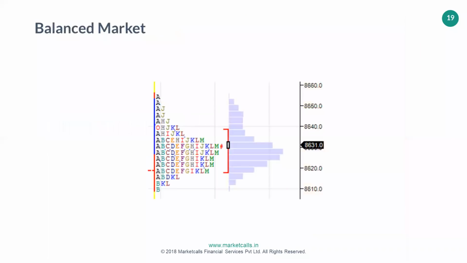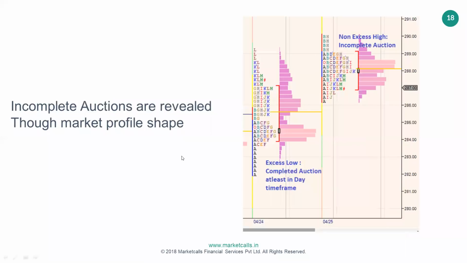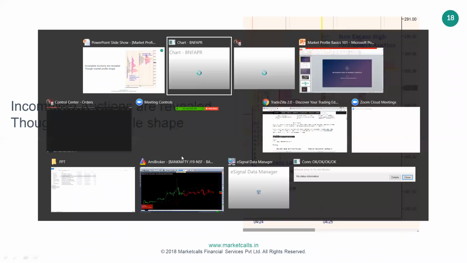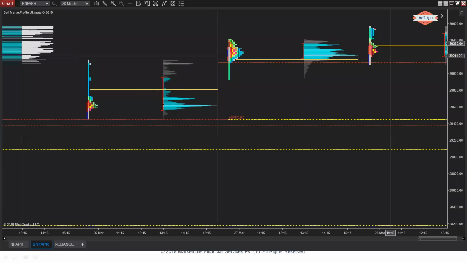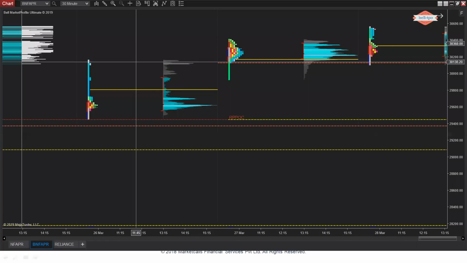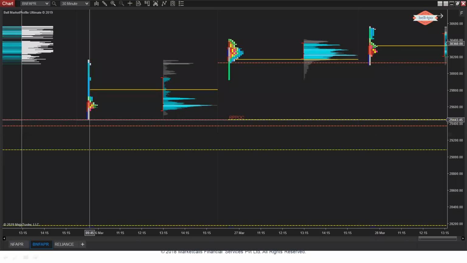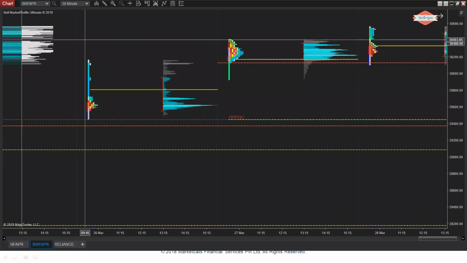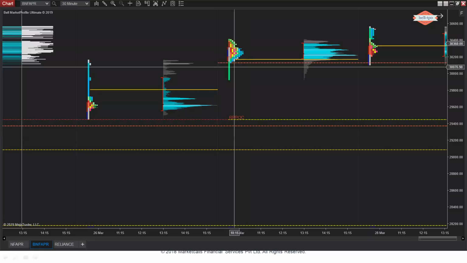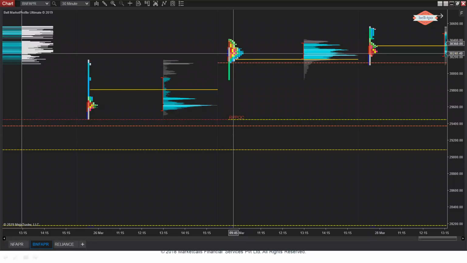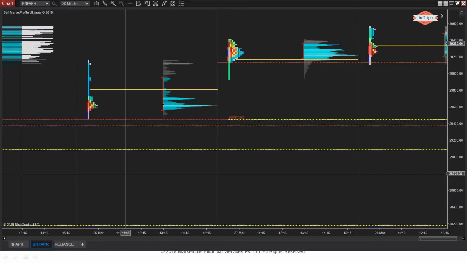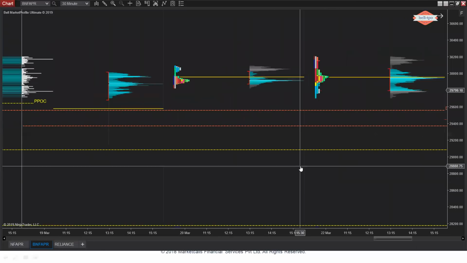A balanced market, we call that a rotational market, where more trading activity happens over here. We call this a balanced market. An imbalanced market is a kind of trending market. The one we are witnessing recently, all these are trending markets. In a trending market, the profile shape itself is very much elongated, whereas in a balanced market, we'll be seeing more distribution. We will be seeing bulged activity at the center. Probably it could result in the form of a prominent point of control or so.